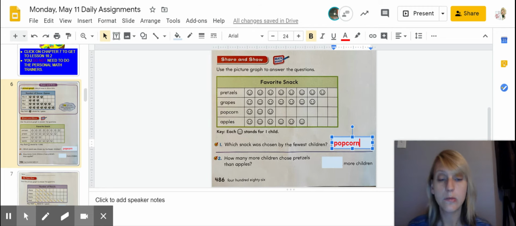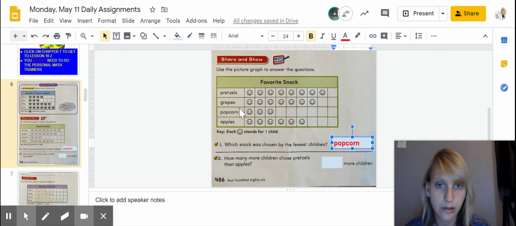How many more children chose pretzels than apples? Remember, this was a tricky one. We kind of went through this with tallies last week. So let's look really quick. On our graph, what we're looking for is pretzels and apples. That's the only thing that we need to focus on right now.